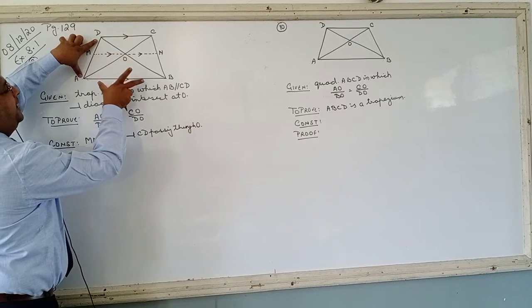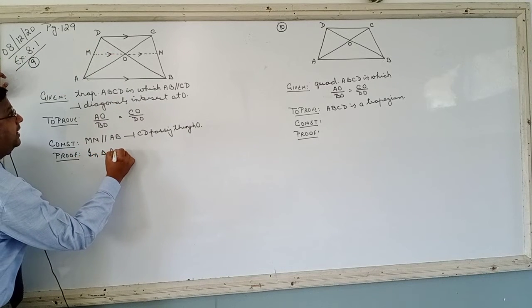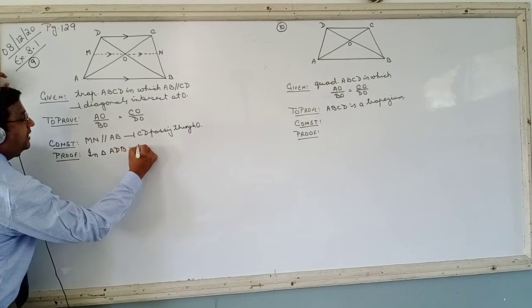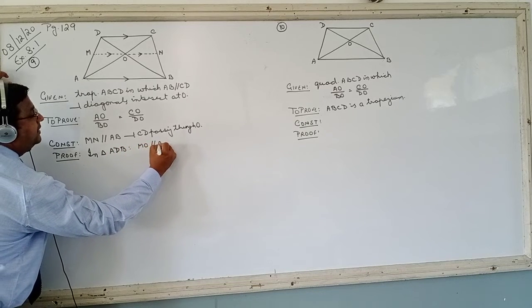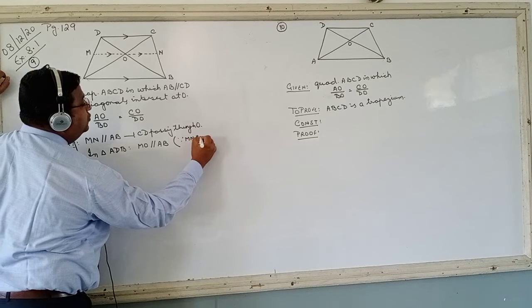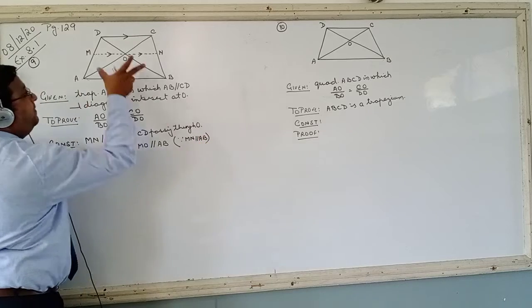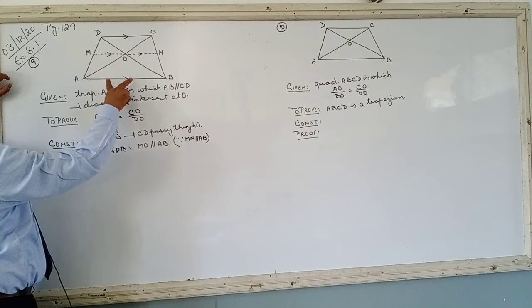Is MO parallel to AB? In triangle ADB, MO is parallel to AB. Reason: because MN is parallel to AB by construction. If MN is parallel, a part of MN is automatically parallel.